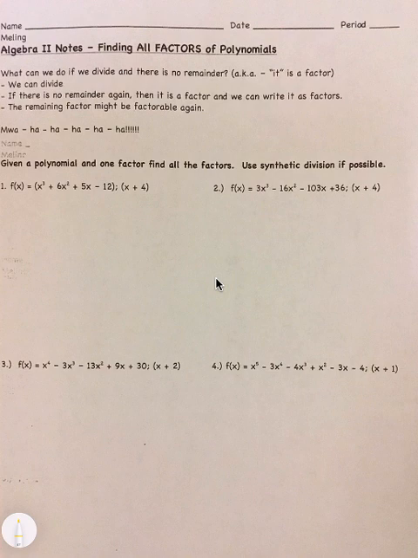So even though today's notes say finding all factors of polynomials, we're going to combine finding all factors and finding the zeros of polynomials. And so basically it asks, what can we do if we divide and there is no remainder? When there's no remainder, we know that whatever is there is a factor. We can divide. If there's no remainder again, then it is a factor. We can write it as factors. The remaining factor might be factorable again.